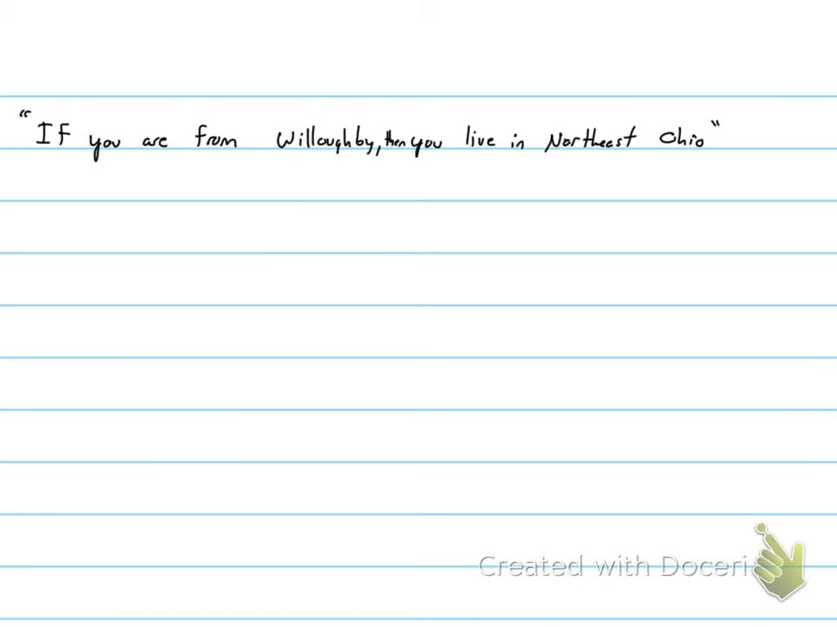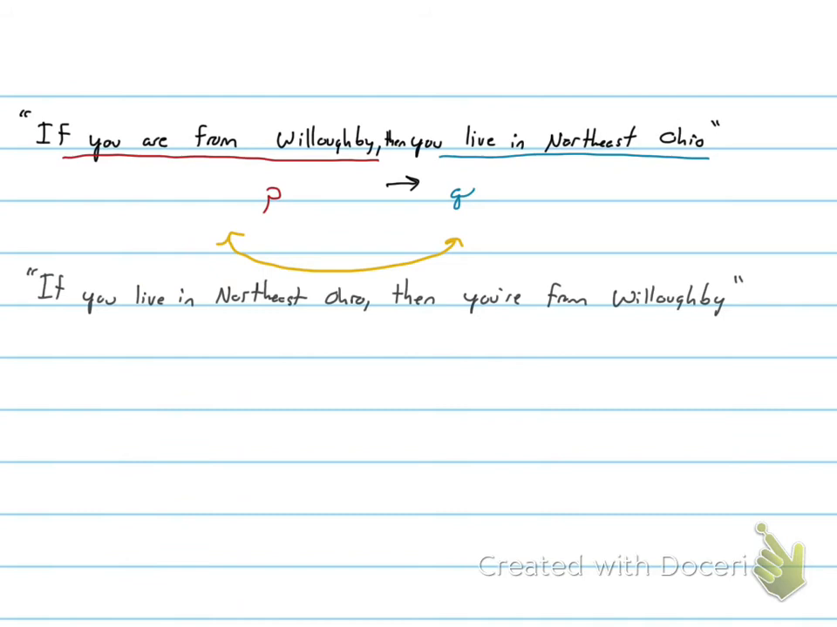So let's look at this conditional statement. If you are from Willoughby, then you live in Northeast Ohio. Again, that's our hypothesis. This is our conclusion. If we reverse this, if you live in Northeast Ohio, then you're from Willoughby, that doesn't make sense. That's a false statement. While the conditional is true, the reverse doesn't make sense. The counter argument there, you could live in Lakewood, you could live in Tremont, you can live in literally any other town in Northeast Ohio other than Willoughby. So that would just be a conditional statement. I can't reverse it or make it a biconditional. To be a biconditional, it has to work both ways.